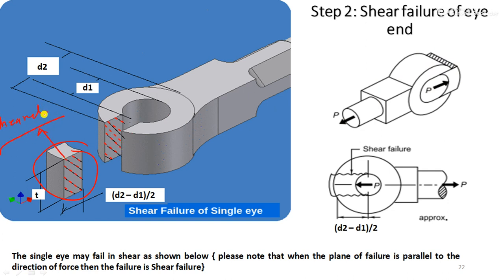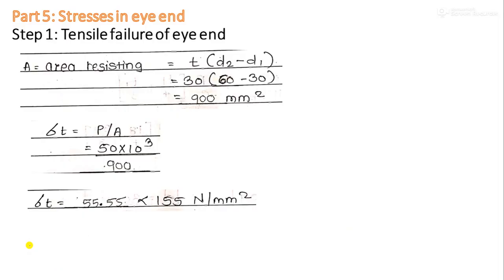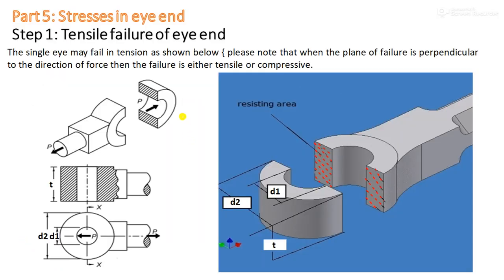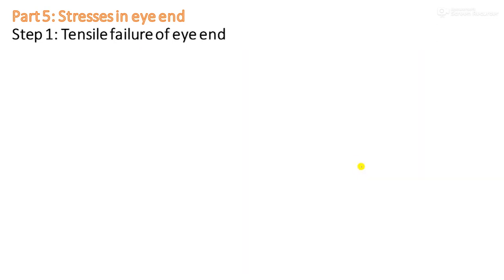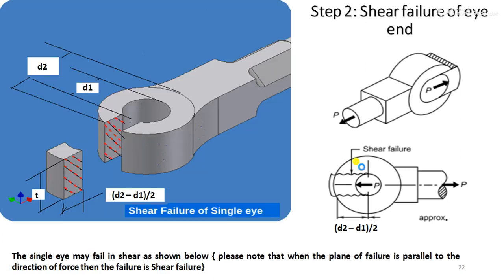Obviously you have to imagine this now: this small portion is sheared because of this force P in the plane of failure which is parallel to the direction of force. We call it a shear failure. Don't get confused: in tensile failure it failed in this manner, and in shear failure, that is why I have shown this diagram, this portion is sheared and removed.